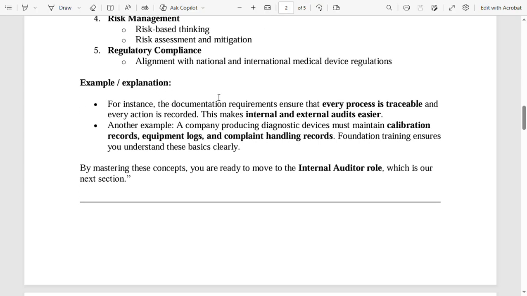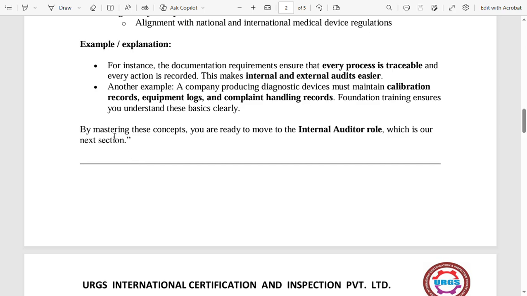Example or explanation. For instance, the documentation requirements ensure that every process is traceable and every action is recorded. This makes internal and external audits easier. Another example, a company producing diagnostic devices must maintain calibration records, equipment logs, and complaint handling records. Foundation training ensures you understand these basics clearly. By mastering these concepts, you are ready to move to the internal auditor role, which is our next section.